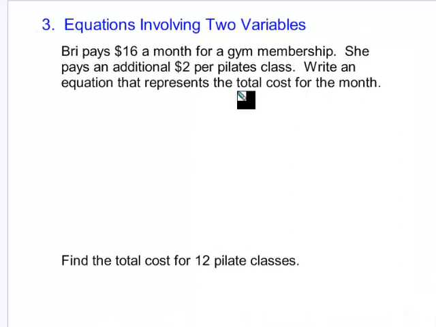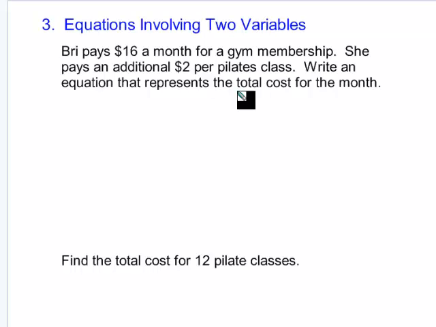So now we're going to create an equation involving two variables. So here we have a story problem. We have Bree pays $16 a month for a gym membership. She pays an additional $2 per Pilates class. Write an equation that represents the total cost for the month.